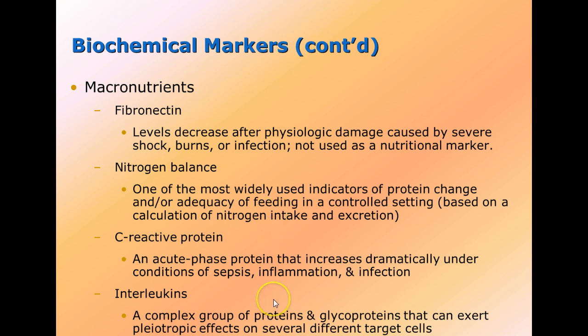Interleukins are proteins that can exert pleiotropic effects on several different target cells. Those are what white cells use to communicate with each other. So you need to have an adequate interleukin level.